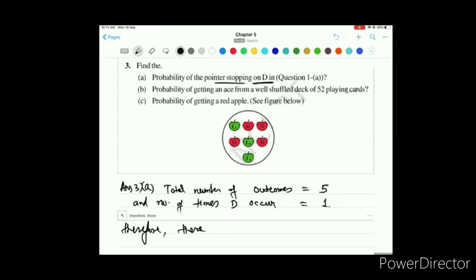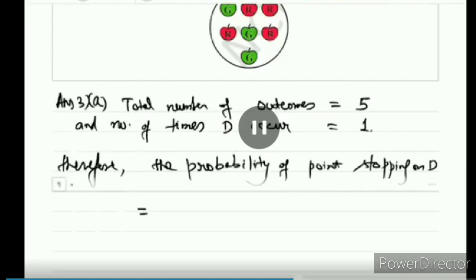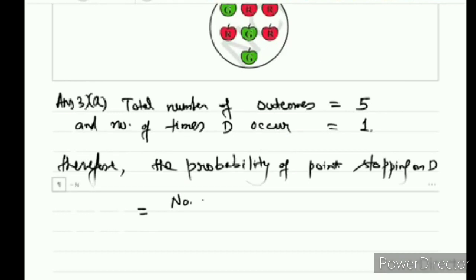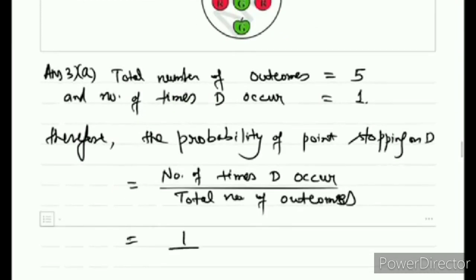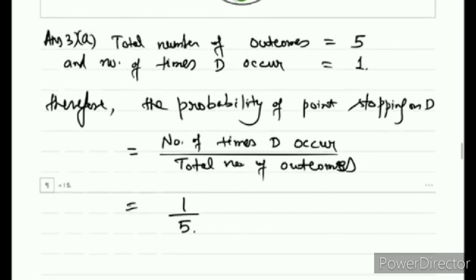Therefore, the probability of pointer stopping on D is equal to number of times D occurs by total number of outcomes. That is equal to 1 by 5. This is the probability of D.